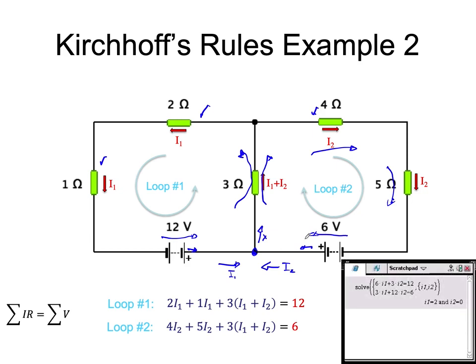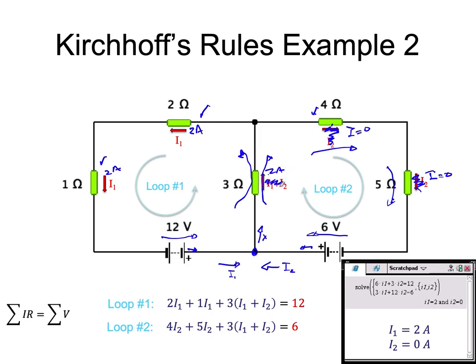Plug it into your Inspire, you'll get that the two currents are 2 amps and 0 amps, which means what's the actual current in this loop? This is 2 amps going this way, this is 2 amps going this way, and there's absolutely no current here. The current is 0, doesn't even have a direction. The current through this one is 0. And the current here is going to be 2 plus 0. It's just going to be 2 amps going up this way.